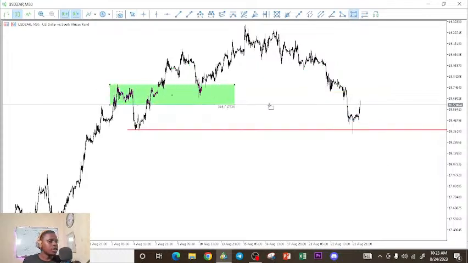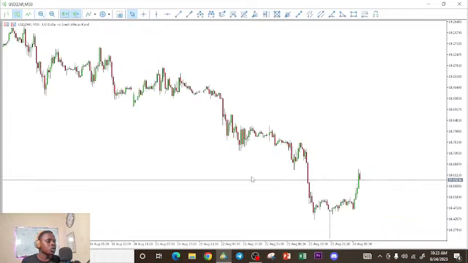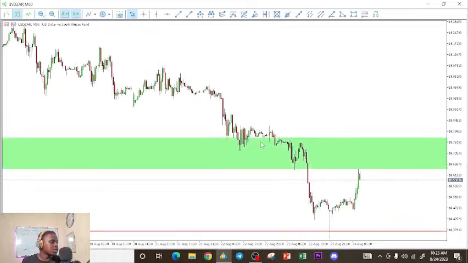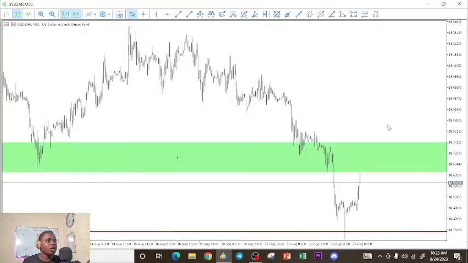this is a zone. The market might already be in that zone, because this is not a line, remember, this is a zone. So the market may already be in that zone, but I would love it to push a little bit into this zone again before I place my trades.